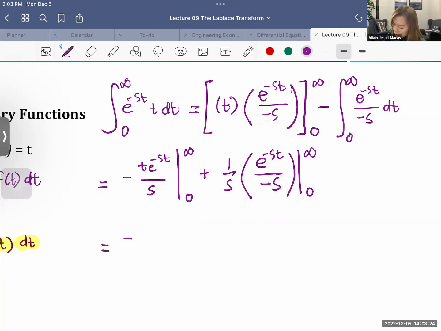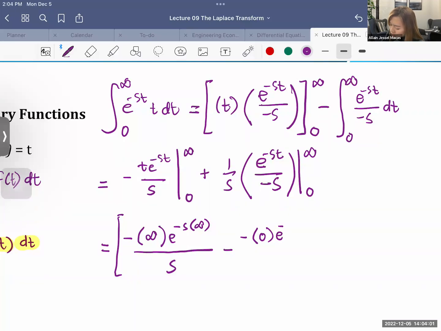So we have the negative. Now, which variable do we substitute infinity for, class? The independent variable, ma'am, which is the derivative. Yes, correct. So t, that is infinity. So e to the negative s times infinity, that is e to the negative s t, over s, minus. Next is substitute 0. So that is minus, and since it is negative there, we make it plus. That is 0: e to the negative s times 0, over s. Do you follow, class?